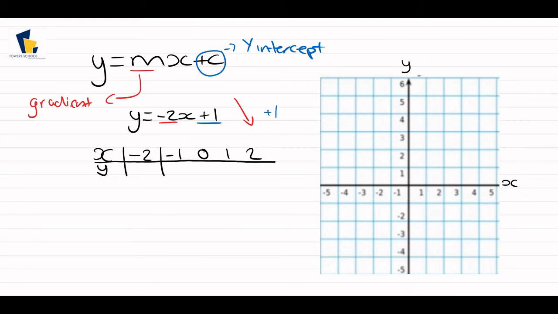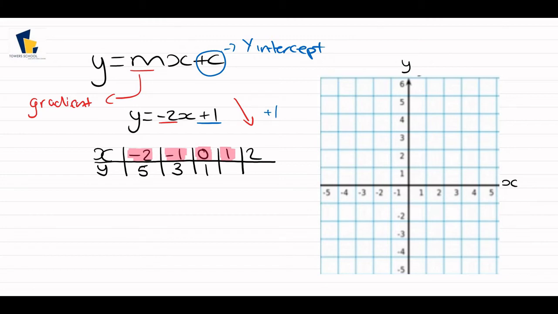So all we're going to do again is substitute these x values into our equation. We'll start with -2. So we'll substitute -2 into the equation. -2 times -2 will give me +4. Now +4, add the 1, will give me 5. We're now going to do -1 times -2, substitute it in, gives me +2, plus 1 is 3. Now anything times 0 is always 0, so -2 times 0 is 0, add the 1 is 1.